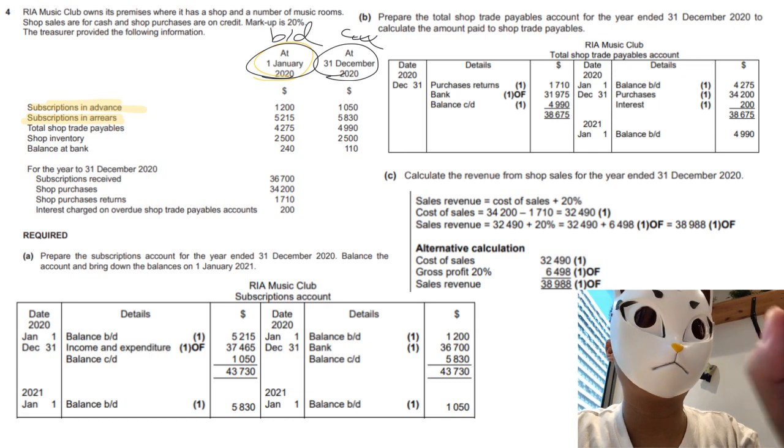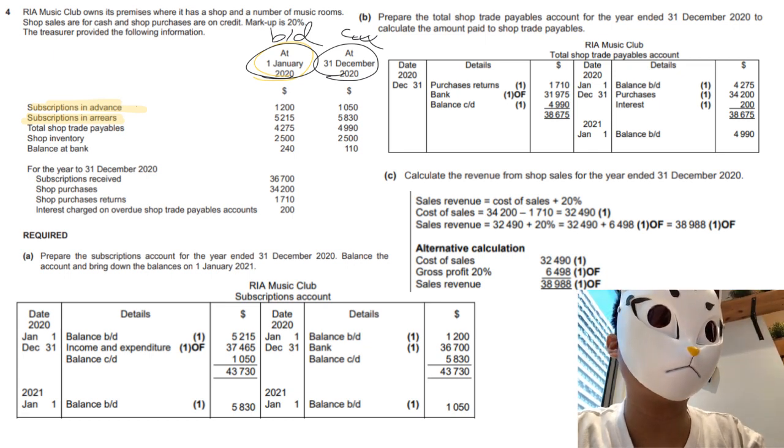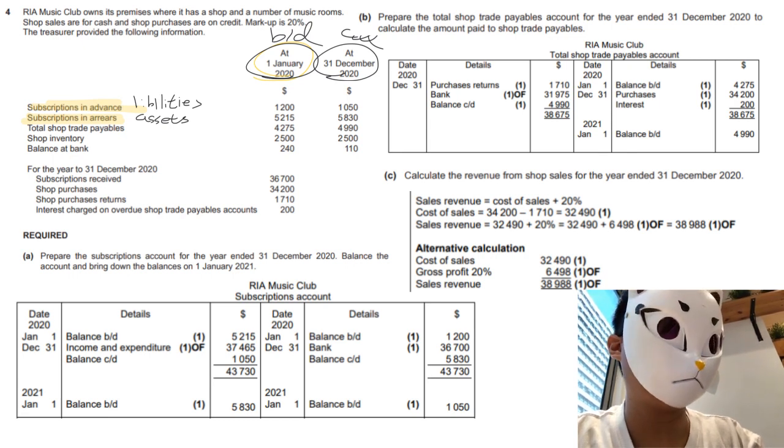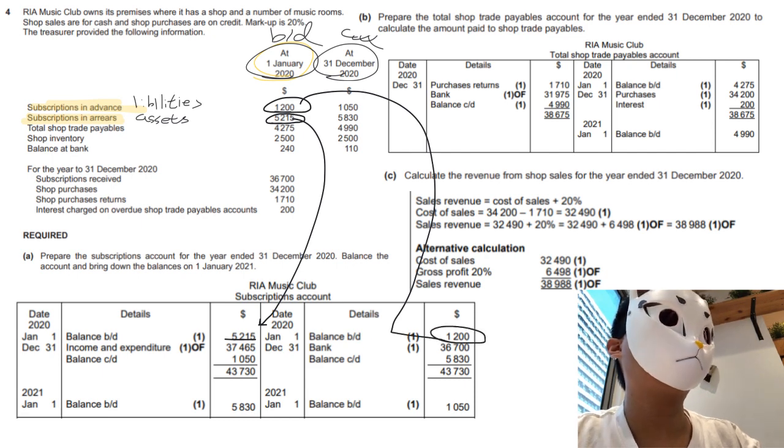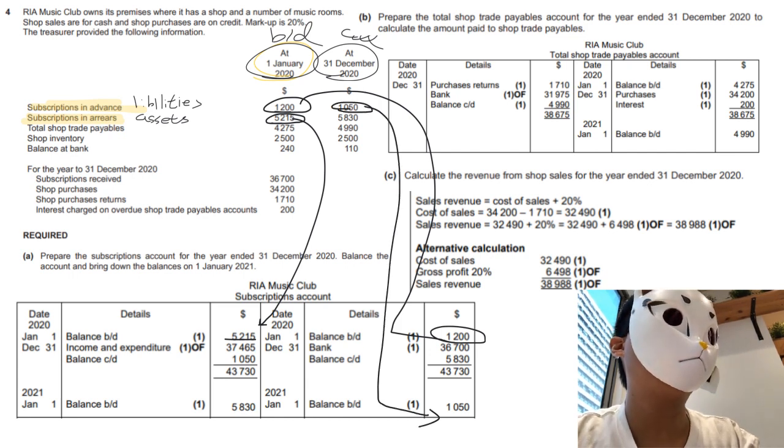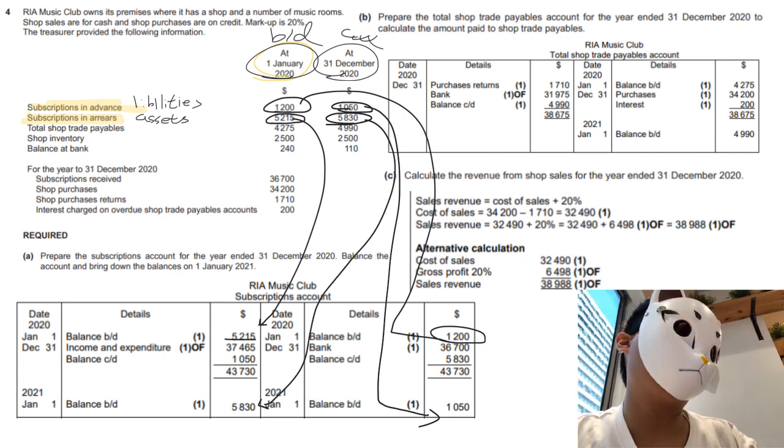So this one, for subscription in advance is a kind of liabilities. Subscription in arrears is regarded as assets. So you have to render it. Be very careful. Okay, for this one 5215 for asset. Debit balance 1200. This one credit balance for liabilities. And again for 1050 liabilities, right? 5830 liabilities. Sorry, asset. So you put it into the debit side.